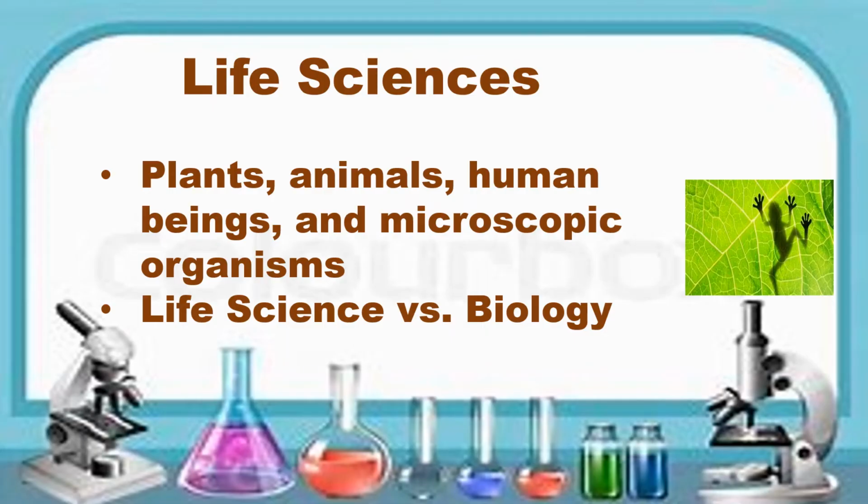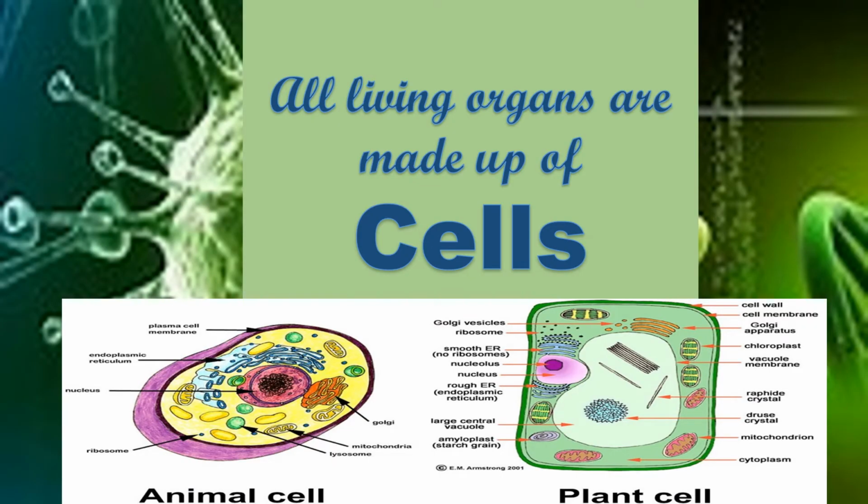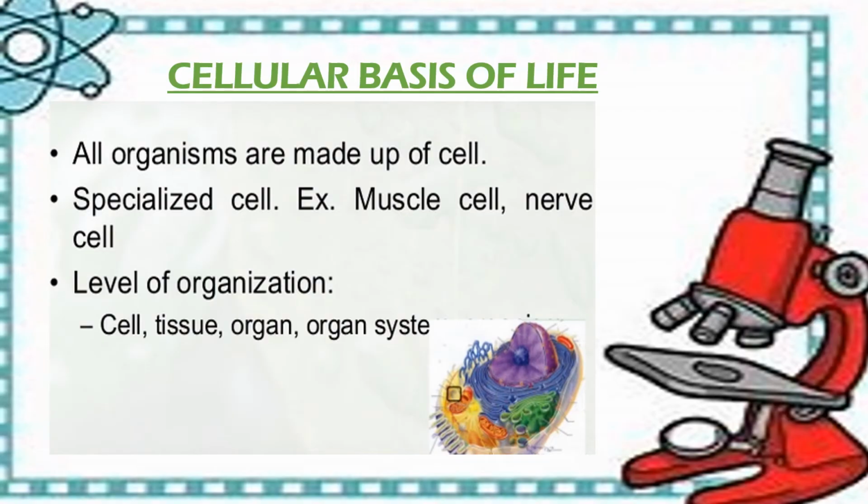So when we say life science, it is the study of plants, animals, human beings, and microscopic organisms. So life science versus biology. Again, class, I want you to put this in mind that all living organisms are made up of cells. Every part of our body is made up of cells. So the level of organization first is from cell, then tissue, then organ, because an organ comprises tissues, and tissues comprise cells.